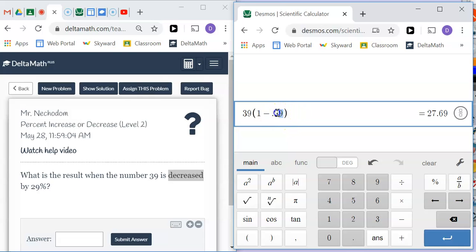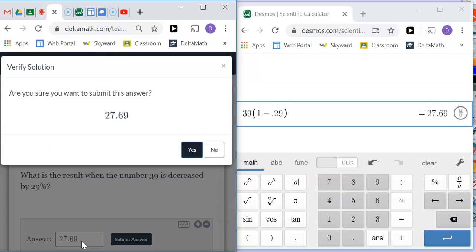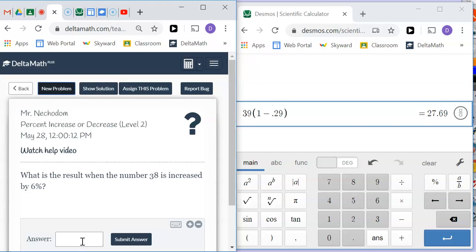If you were doing this in your head, you might just say 39 times 0.71. That gives you the same answer. A little confused there. Okay, 39 decreased by 29%. 100 minus 29 is 71. But you don't even have to type in that. You can just write 1 minus 0.29, and there's your answer, 27.69. Press enter again. Okay. Here's another one.